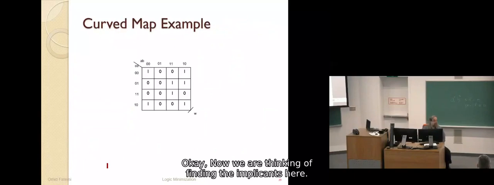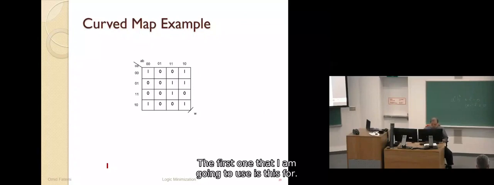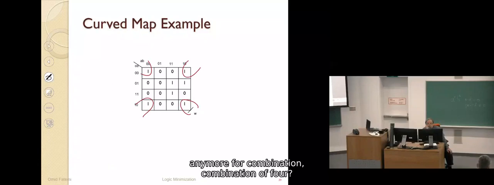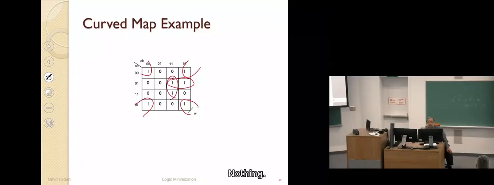Okay. Now we are thinking of finding the implicants here. The first one that I am going to use is these four. Now look, could you find any more combinations of four? I can't. So we have to go to two. So for two, we have this, we have this. What else do we have? Nothing. That's it. Which one?